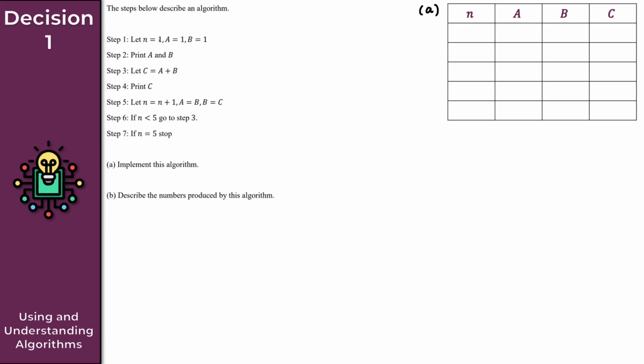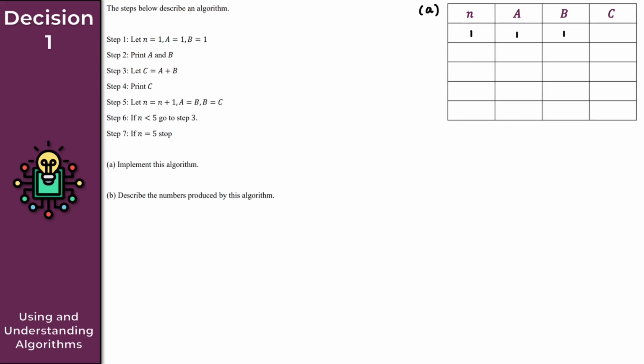As always, we start with step 1. We start by letting n equal 1, a equal 1, and b equal 1. Nice and straightforward, just input those 3 values. So n is 1, a is 1, and b is 1. Now for step 2, it says print a and b.